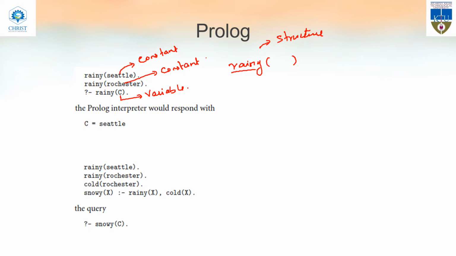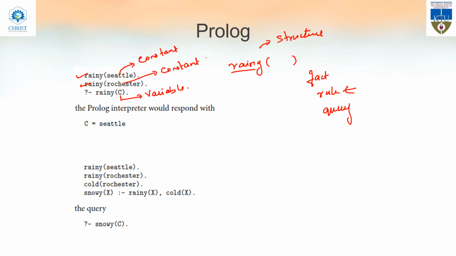Now we have learned three things: the first one is fact, then rule, then query. In this example there is no rule. We can see that rainy(seattle) is a fact because it is true. A fact means it will be true. Rainy(rochester) is also true. Rainy(seattle) is true and rainy(rochester) is true.